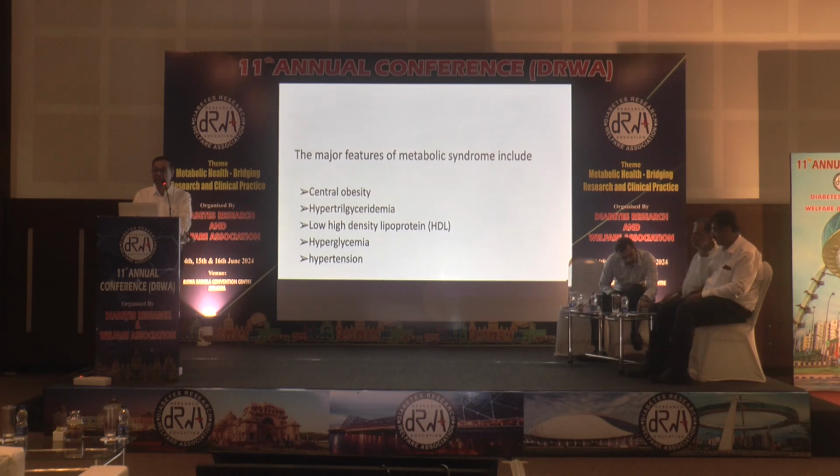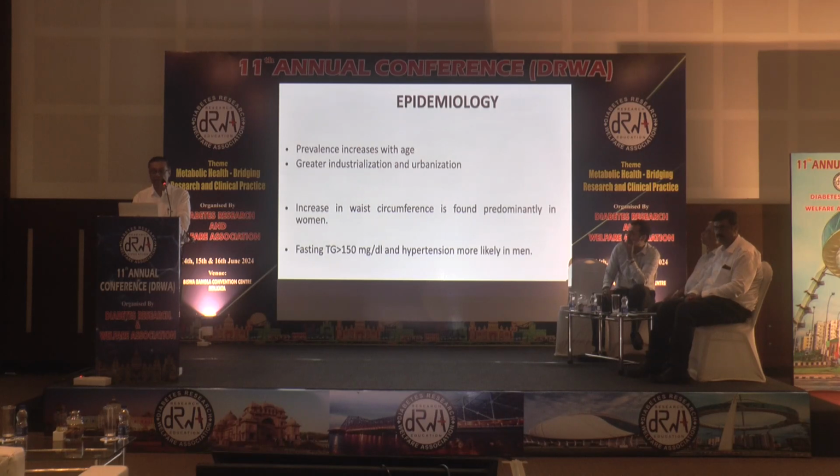The major features of metabolic syndrome include central obesity, hypertriglyceridemia, low HDL, hyperglycemia, and hypertension. There are a lot of other additions to this which we are going to discuss in upcoming slides. Epidemiology: its prevalence has increased with age, and greater industrialization and urbanization is one of the reasons. Increase in waist circumference is found predominantly in women. Fasting triglyceride more than 150 and hypertension are more likely to be present in men.